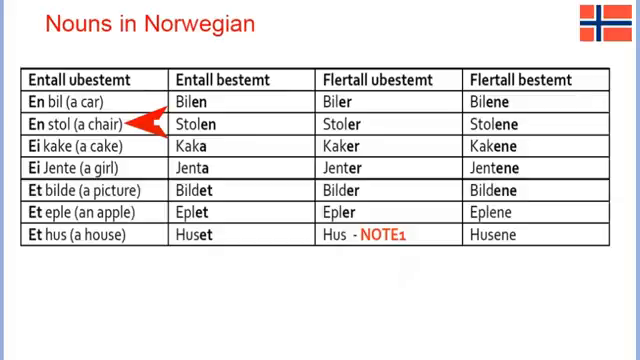If you go into the singular definite form, which in English would be the chair, again you can recognize it's a male noun by seeing the ending en. Stolen equals the chair. Flertal, which means plural, again indefinite form, chairs in plural, as a general entity, not particular chairs: stoler. The chairs, talking about a particular group of chairs, in Norwegian has the ending ene.